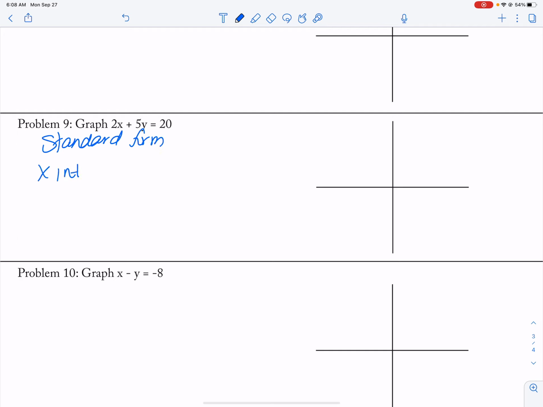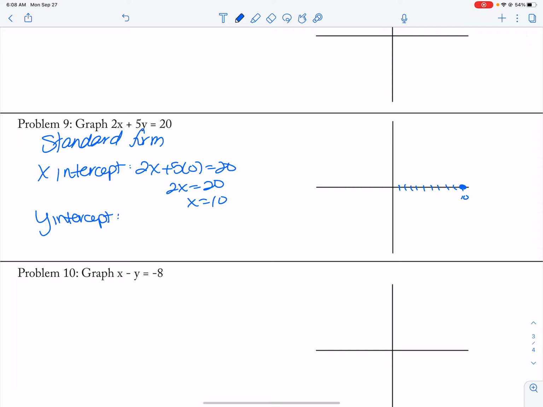So I need to find an x-intercept. So I plug in y equals 0. So 2x is equal to 20, so x is equal to 10. And then I find a y-intercept. So I get 2 times 0 plus 5y is equal to 20. So 5y is equal to 20. Divide both sides by 5, and I get y is equal to 4. And then again, I connect the dots.